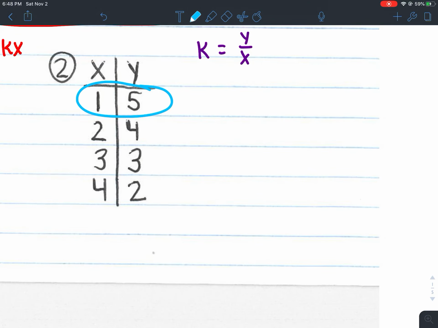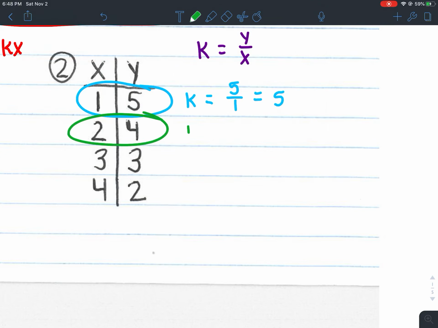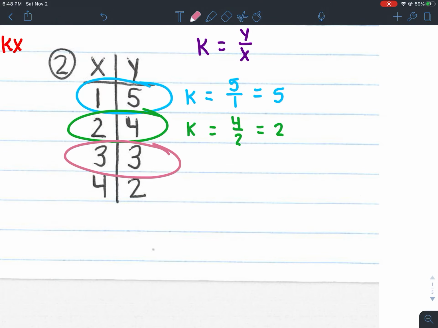The first point here, we have 1, 5, but we want to do y divided by x. So 5 divided by 1, which is going to simplify to 5. The next point is 2, 4. So we have 4 divided by 2, because y goes on top. 4 divided by 2 simplified is 2.